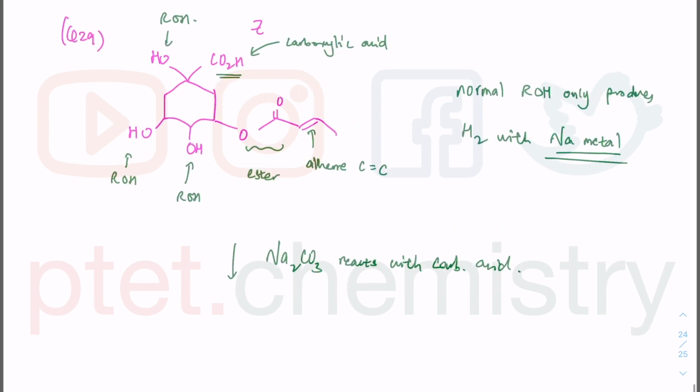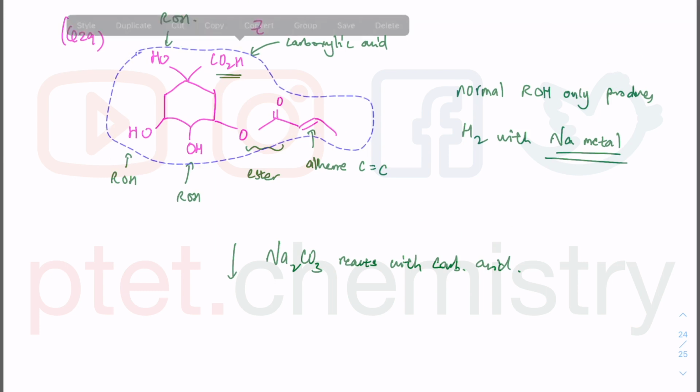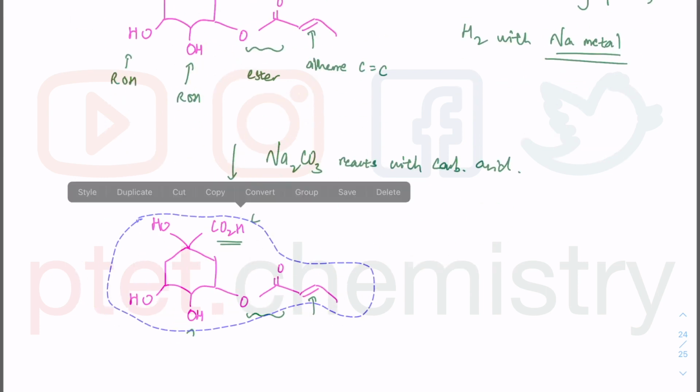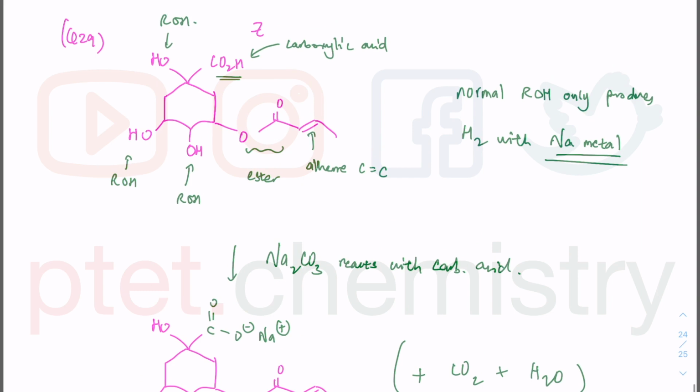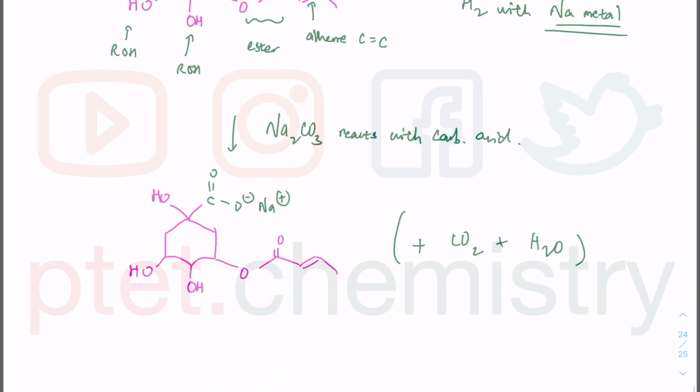So I can probably just copy down the whole thing, and then paste it. I just need to remove a couple of things there. Remove that, remove the H. So the ester doesn't react with sodium carbonate, not the alkene, not the alcohol, but the CO2H becomes COO minus like this, and Na plus like that. And of course you will get CO2 plus H2O as well, because an acid plus carbonate gives you a metal salt, plus CO2 plus H2O. So this answer here is option A.